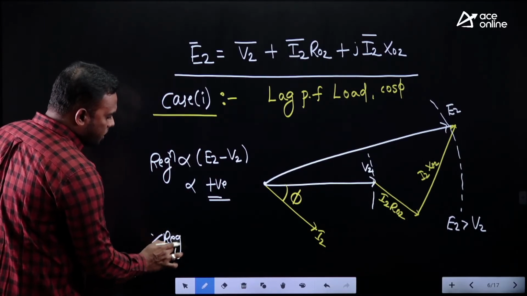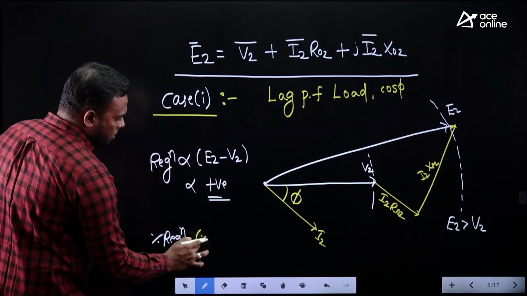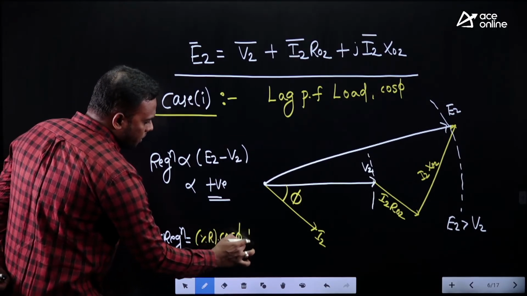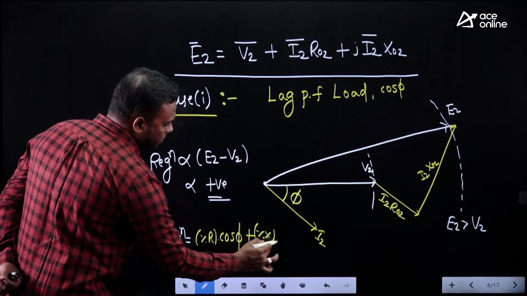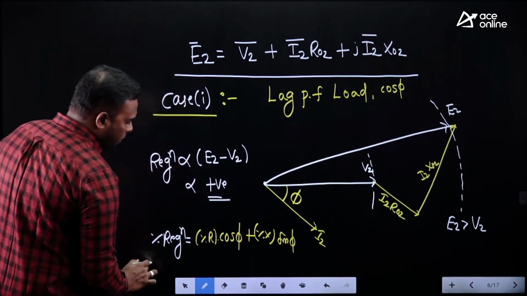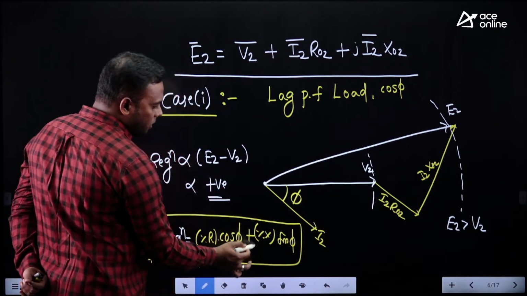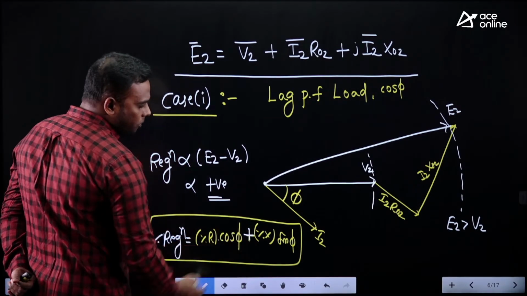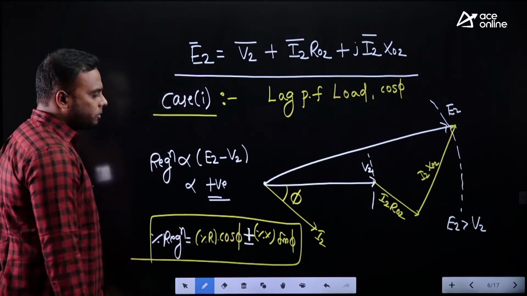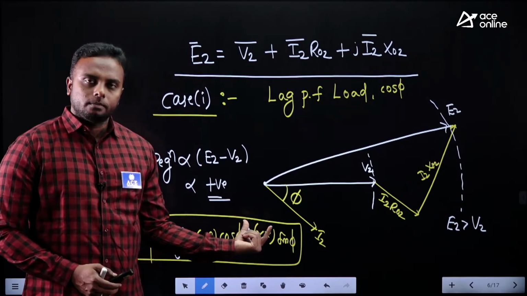The percentage regulation magnitude is percentage R cos phi plus percentage X sin phi. So this is the equation for lagging power factor. If it is leading, the only difference is here minus will come. This is the plus for lagging power factor. If it is leading power factor, then we take minus here. So plus for lagging, minus for leading. Just remember this, plus for lag, minus for lead.